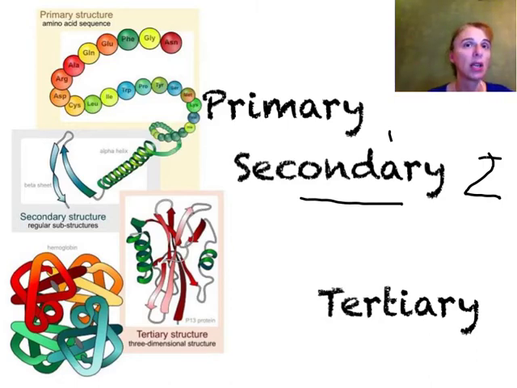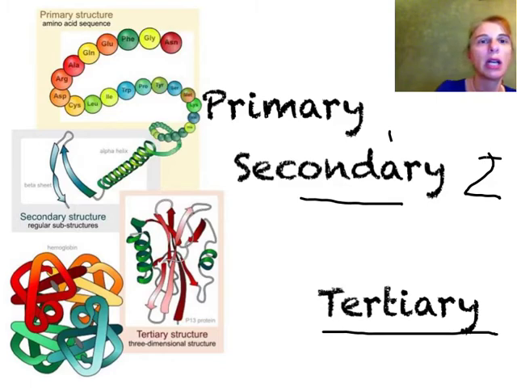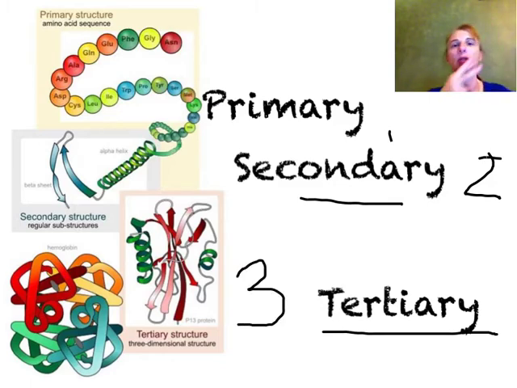And then once those secondary structures take form, then you get into the tertiary structure. You may not be familiar with the word tertiary, but it means three, so it's the third level of organization. And then that tertiary structure is how those secondary shapes begin to sort of glob together and form usually a big glob kind of shape. That's the tertiary structure of the protein.